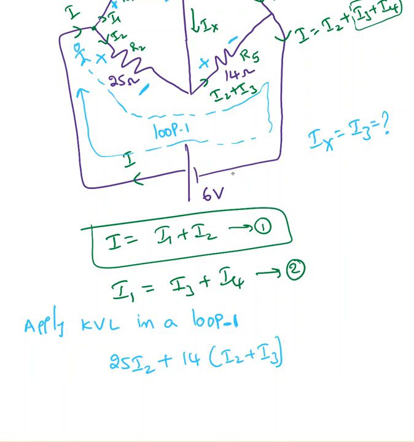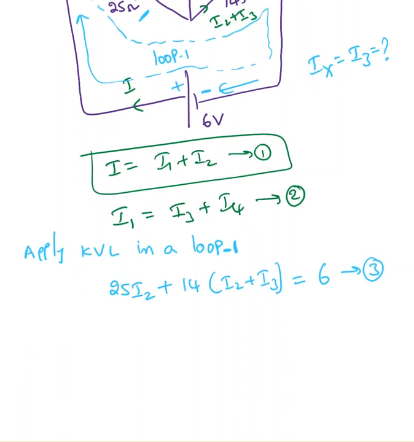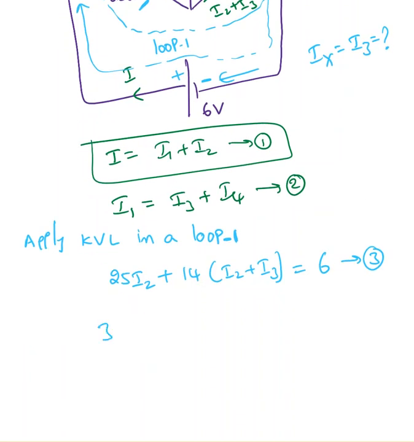Is this a voltage drop or gain? Here I'm entering the negative terminal. Remember, for the battery, this short one is always the negative terminal. So that must be a voltage gain equal to 6. This is my third equation. Let me simplify this: 25 plus 14, which is 39 I2, plus 14 I3 equal to 6.